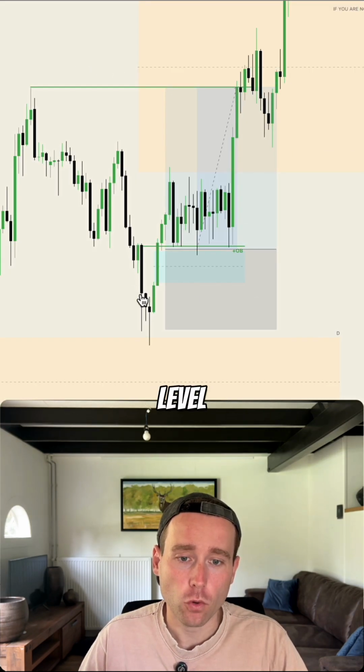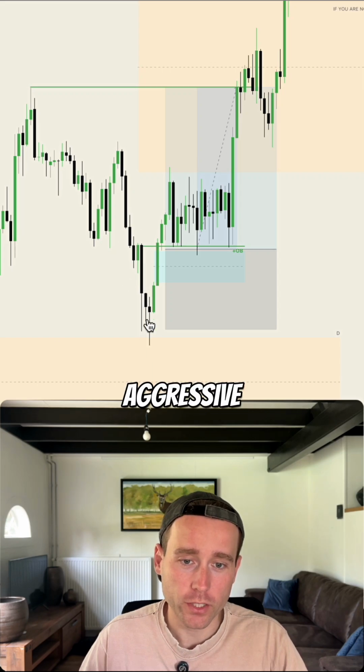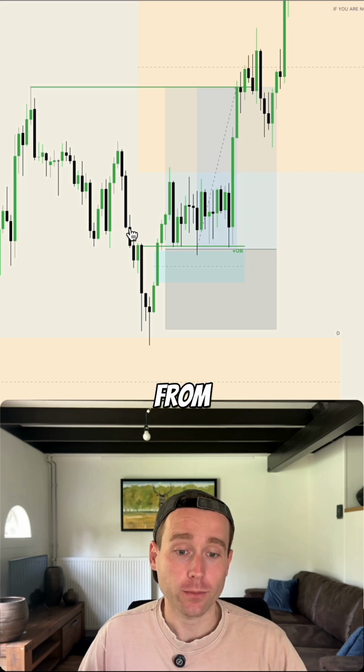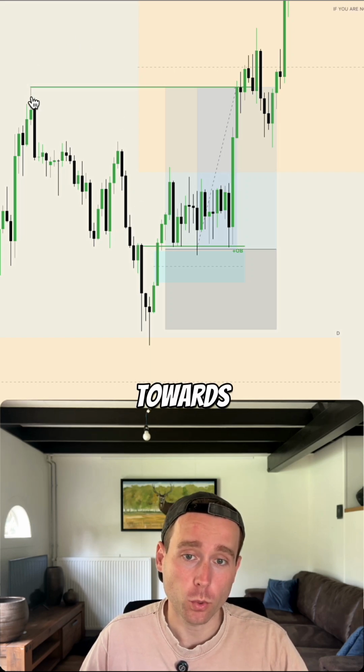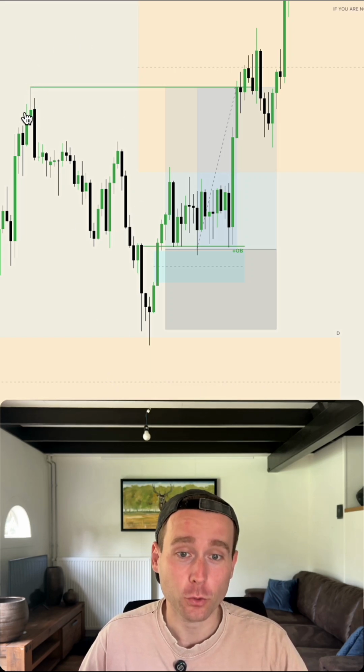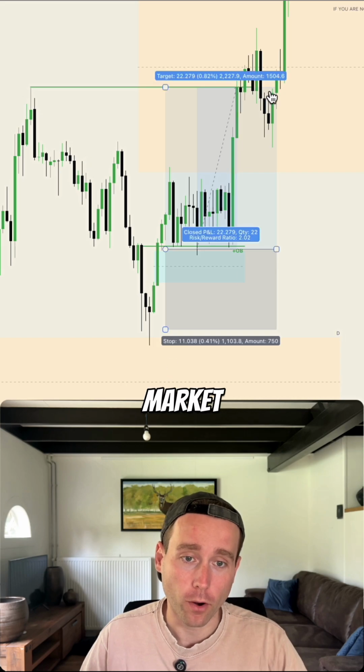Inside the daily level, we tap into the daily fair value gap, aggressive sells, aggressive buys with the fair value gap and order block. You can take your trades from that first fair value gap with the 1 to 2 towards that external range liquidity, from internal to external, using a 1 hour market maker buy model.